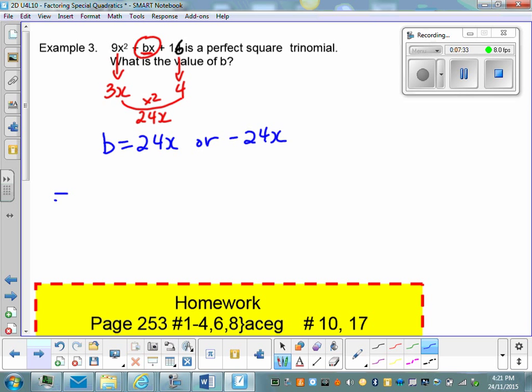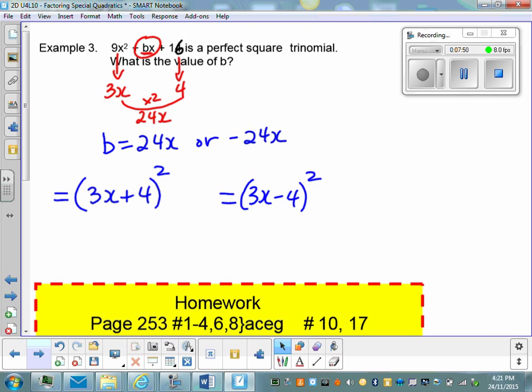Because if it's equal to 24x, then we're going to get 3x plus 4 squared in the bracket. And if it's equal to negative 24x up above, then we're going to get 3x minus 4 squared in the bracket. Okay, so we're going to end off there.